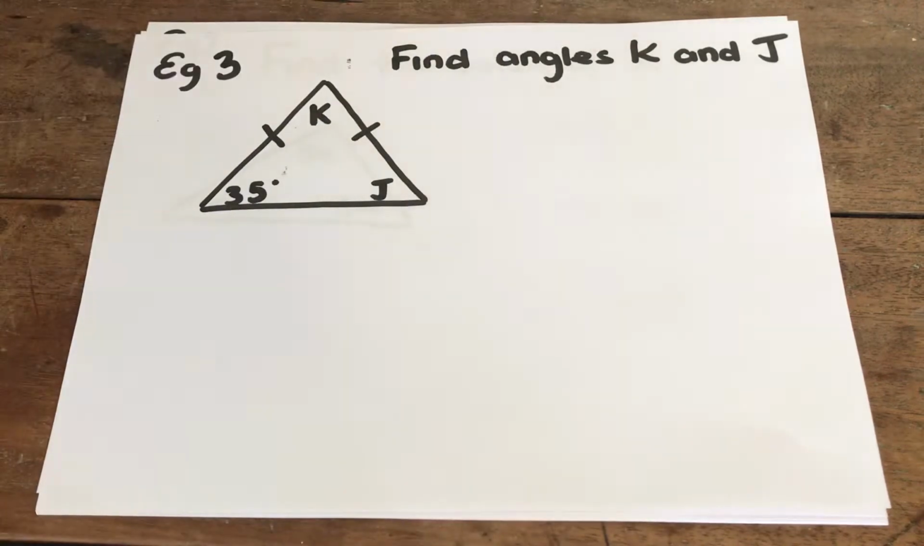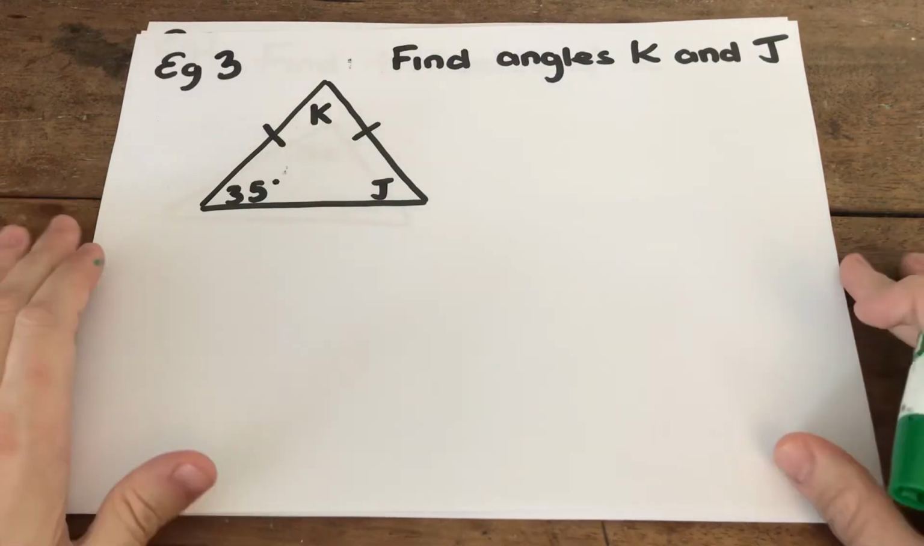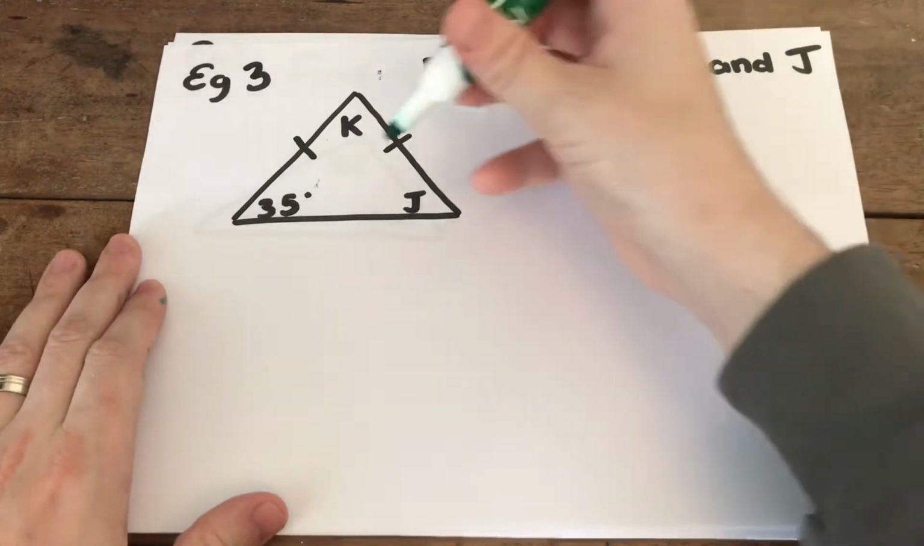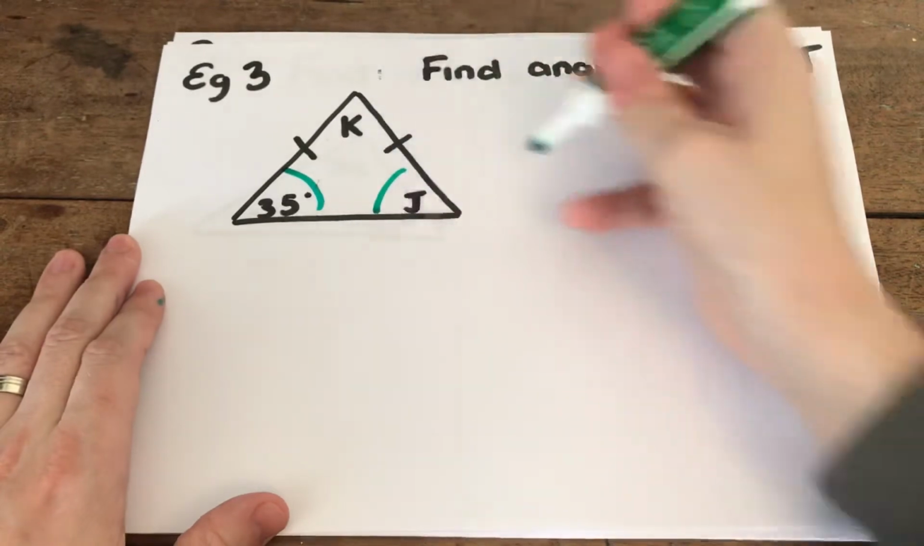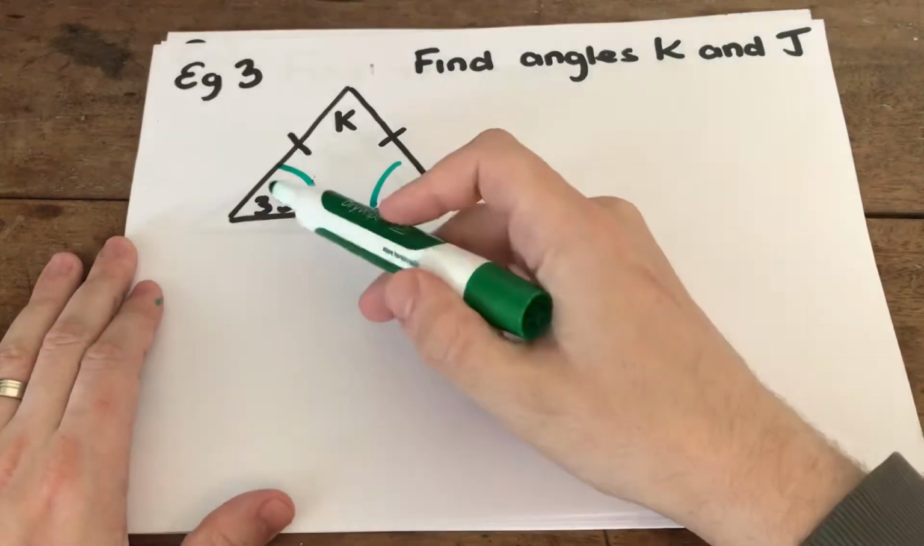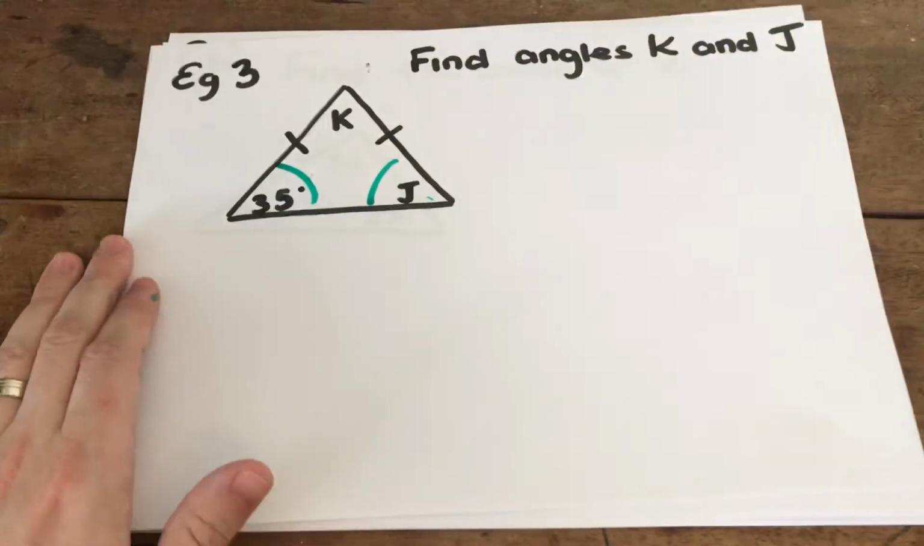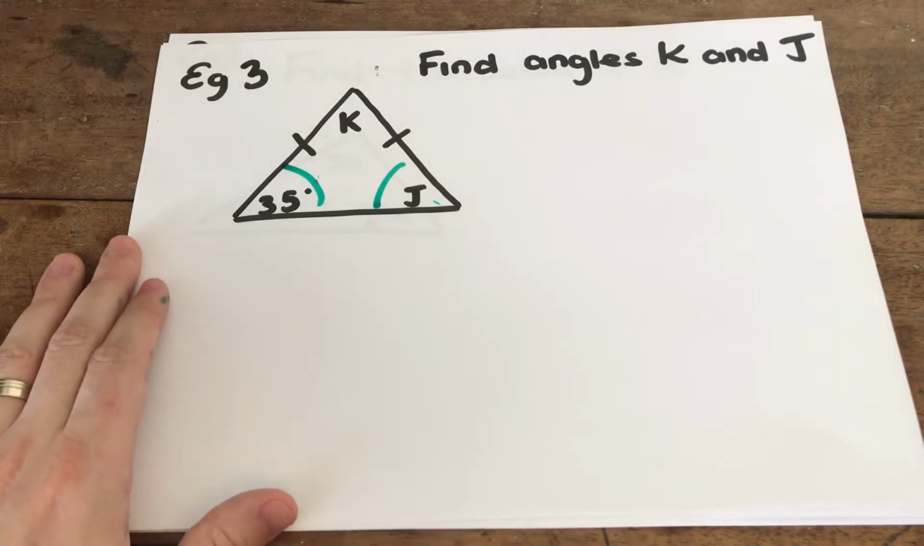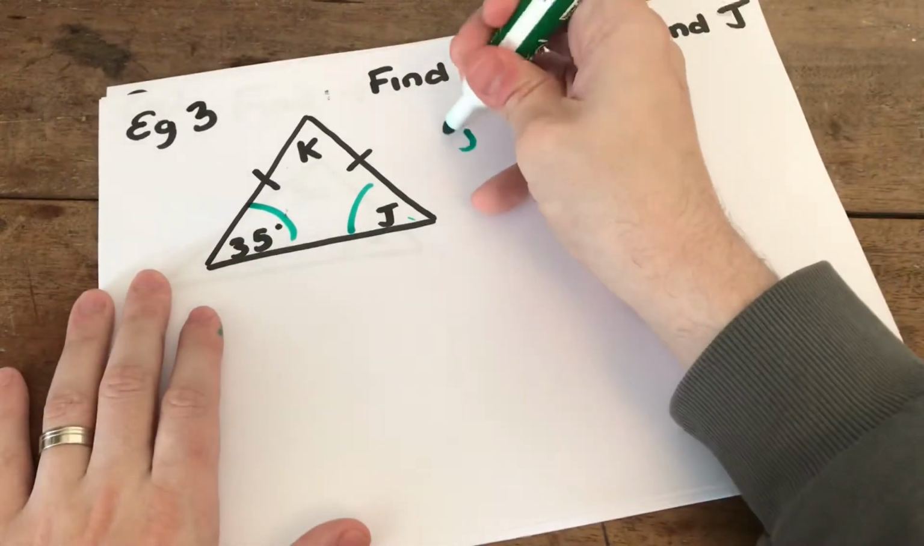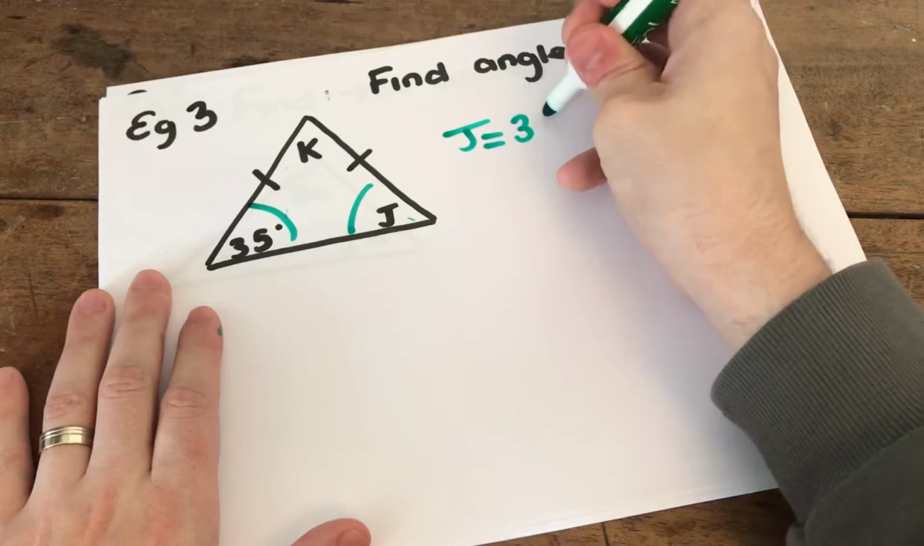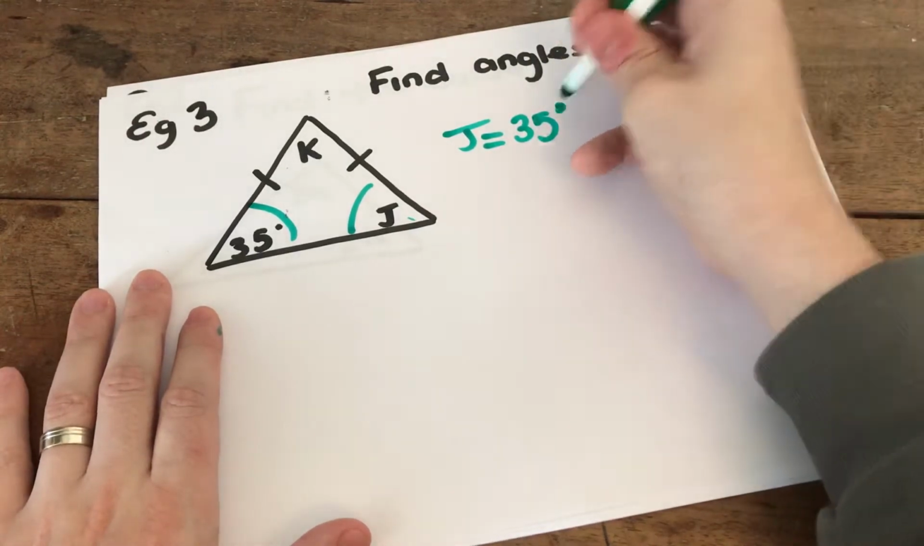If we have a look at this example here, so this has come from your Knowledge Organiser. It says, can you find angles K and J? This is an isosceles triangle. So to do this, we know that these two base angles in an isosceles triangle are equal. So what we would do is we'd say that J straight away is 35 degrees.